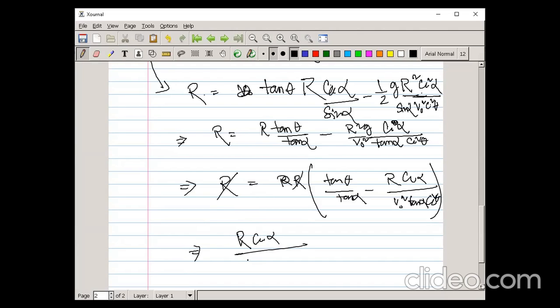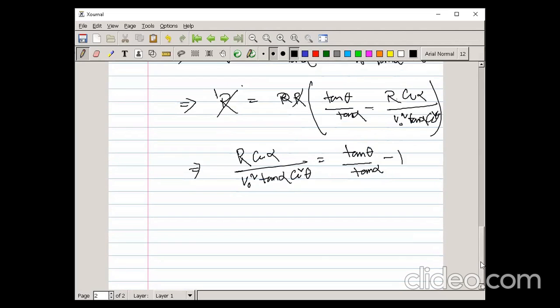R cos alpha by V0 square tan alpha cos square theta is equal to tan theta by tan alpha minus 1. After deduction, this should be 1, no? If we cut out, there is 1. So if we take this 1 on this side and the 1 on that side, we will get this equation. Up to this, any question?